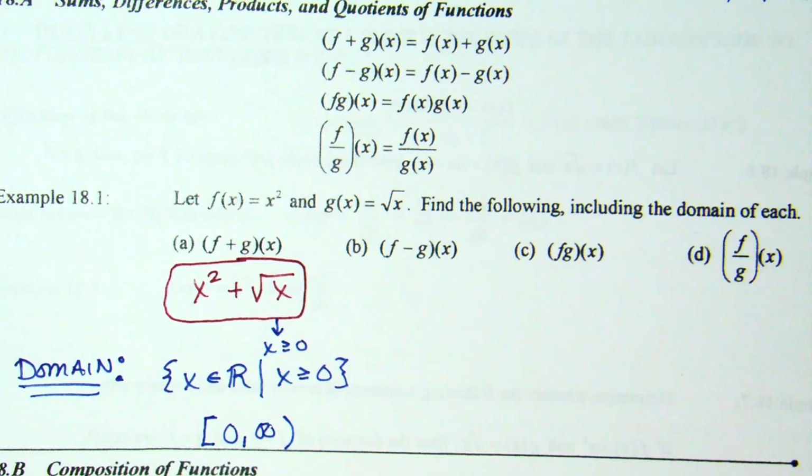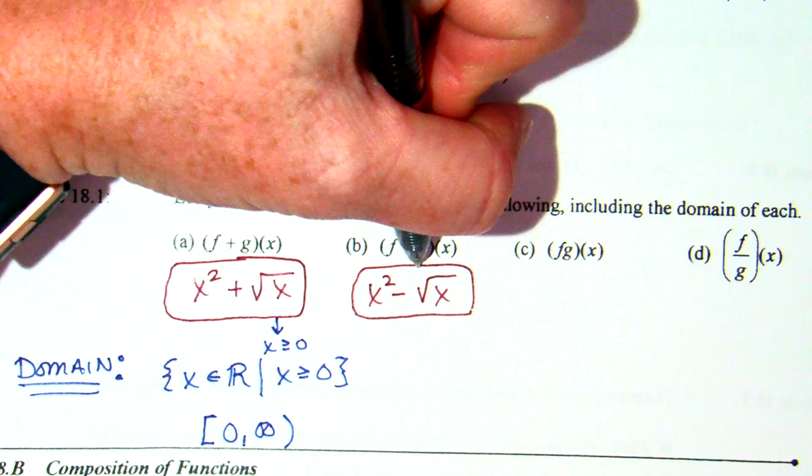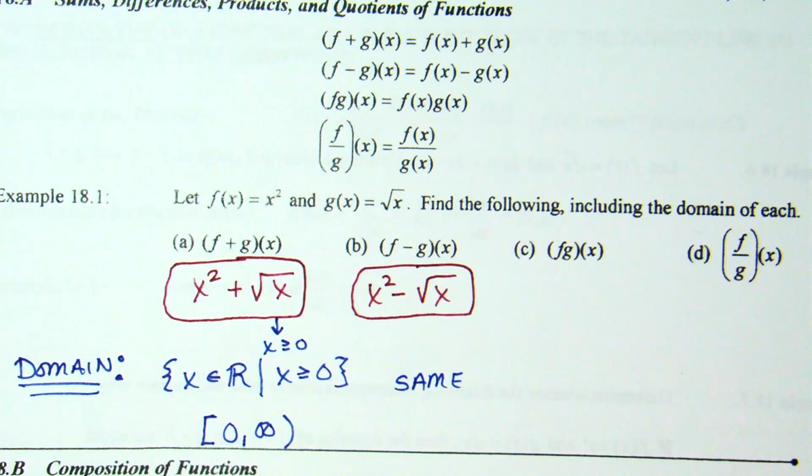B, what's f minus g of x? X squared minus square root of x. Pretty much the same, except it's x squared minus the square root of x. If the last one didn't clean up, guess what? This one won't clean up either. What about the domain? Same thing? I never do this, guys, but I'm going to take the easy route. Same.